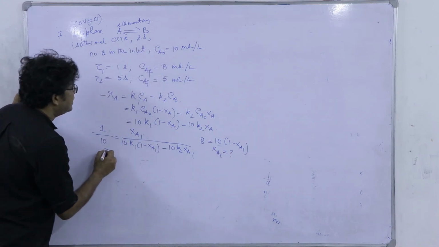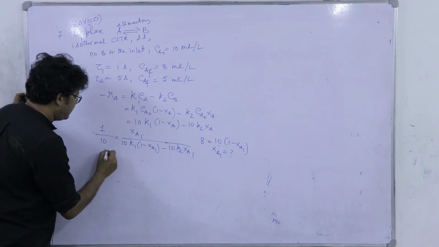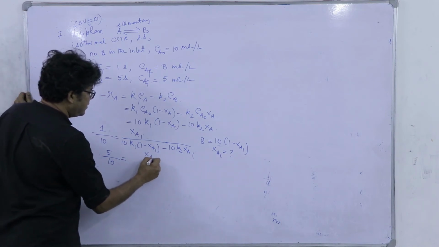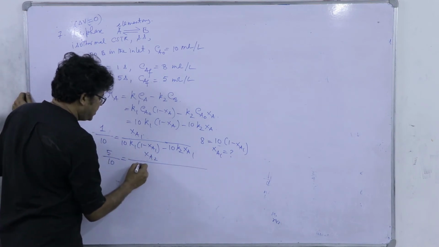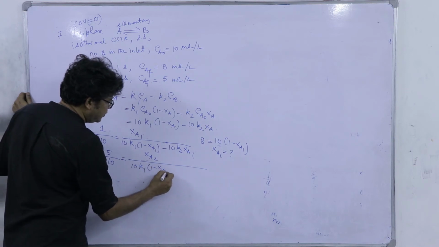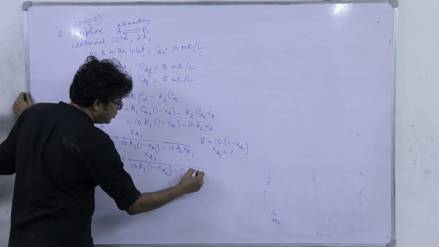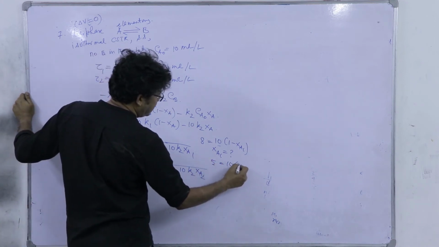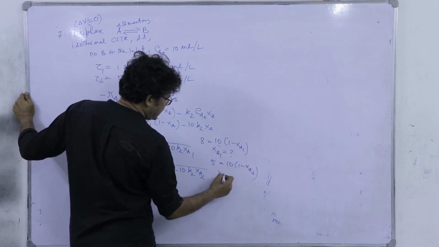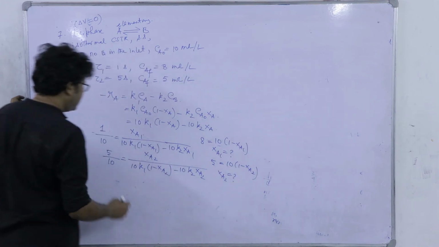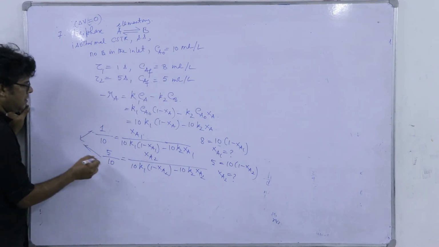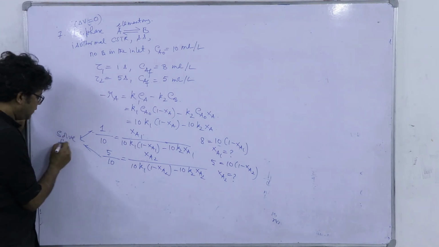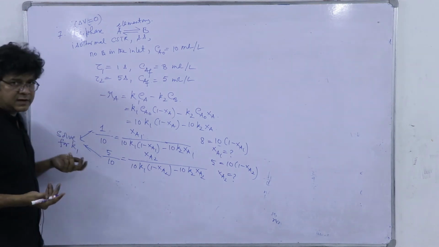So, XA1 we can calculate. And similarly 5 divided by 10, CA naught is 10, XA2 by 10 K1 into 1 minus XA2 minus 10 K2 XA2. And here we have 5 is equal to 10 into 1 minus XA2. So, XA2 we can also get. So, from these two equations, I will get two simultaneous equations in K1 and K2. So, we have to solve for K1. So, that is the answer.